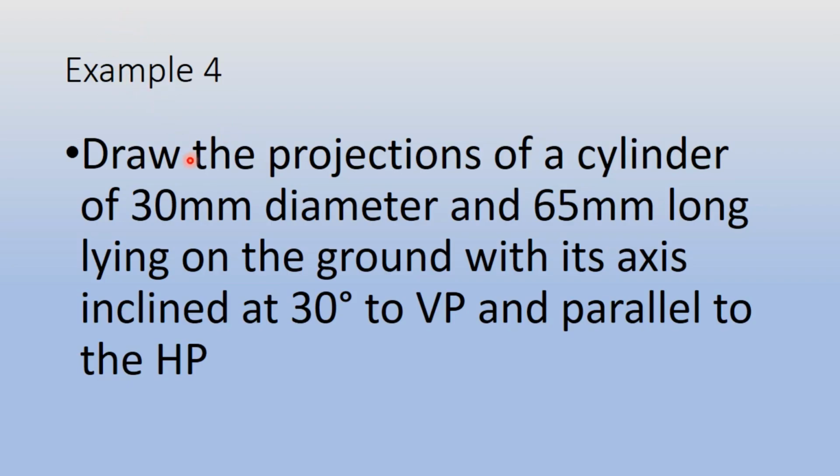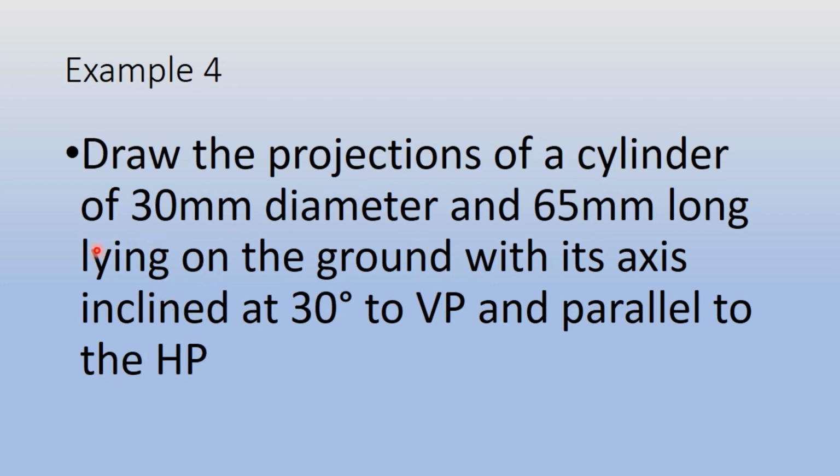Example number 4. Draw the projections of a cylinder of 30 mm diameter and 65 mm long, lying on the ground with its axis inclined at 30 degree to VP and parallel to the HP. Here the dimensions are 30 mm base and axis height as 65 mm.